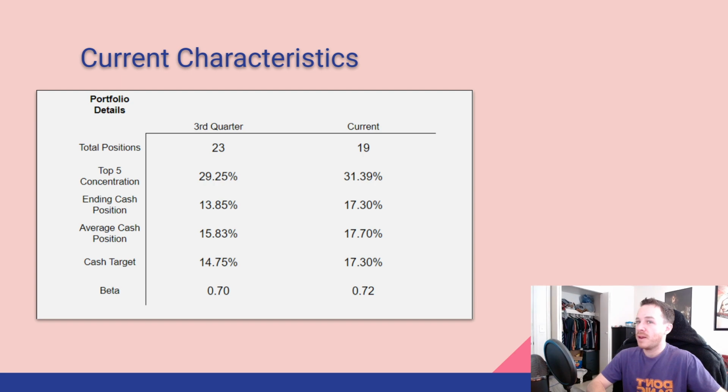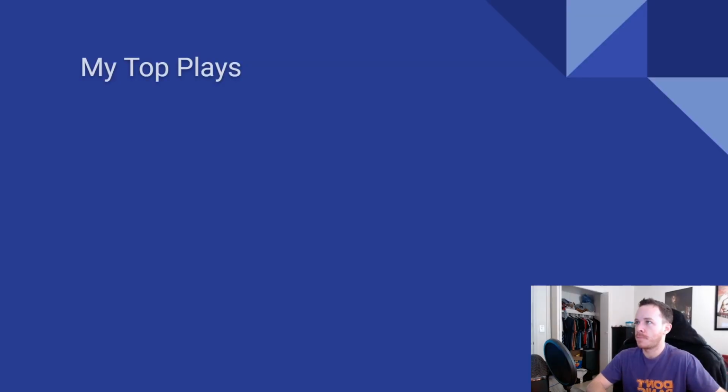And then my beta calculation. I do calculate a 2-year weekly return beta of my own portfolio, and I like to keep track of that pretty regularly. At the end of the third quarter, it was 0.7, and then it's actually upticked a little bit to 0.72 at the end of the fourth quarter.